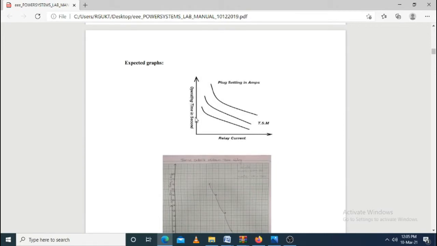So this is the operating time in seconds. This is the relay current. Okay, this is operating time versus relay current. So as the relay current increases to the maximum, it takes the minimum time.